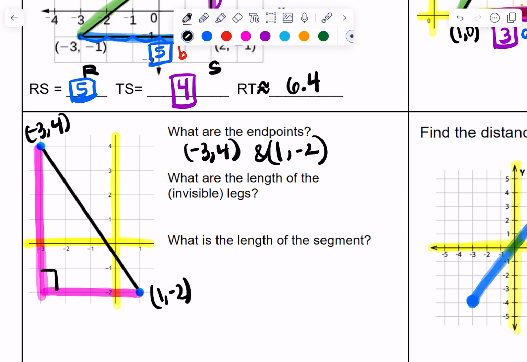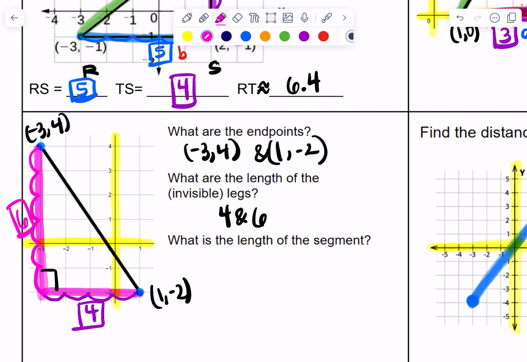Okay, so on the x-axis, I'll count 1, 2, 3, 4. So horizontally, our length is 4, and then vertically, 1, 2, 3, 4, 5, 6. So 6 is the vertical. So 4 and 6. And then it wants to know the length of the given segment, so the segment that they originally gave us. Okay, we'll call that x.